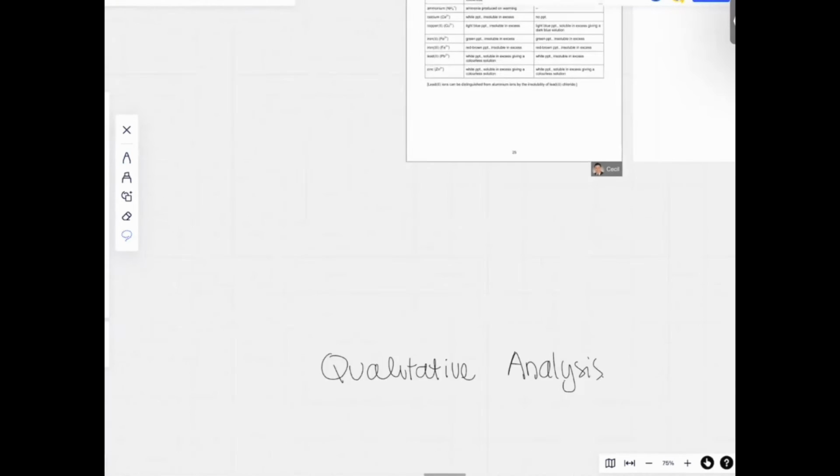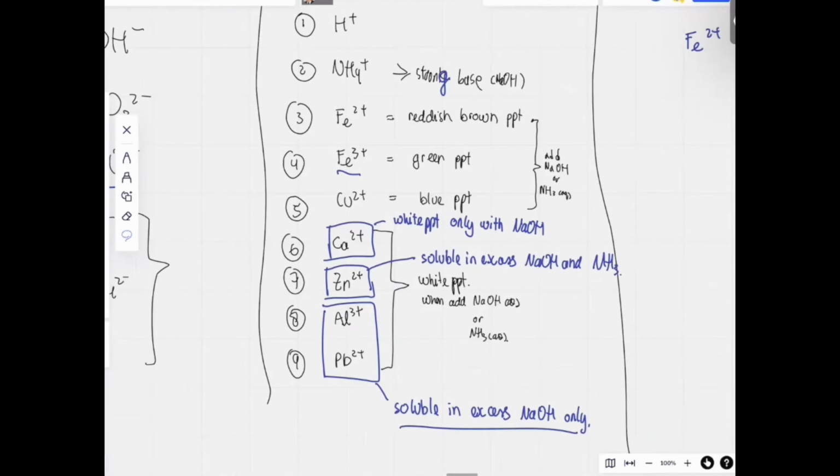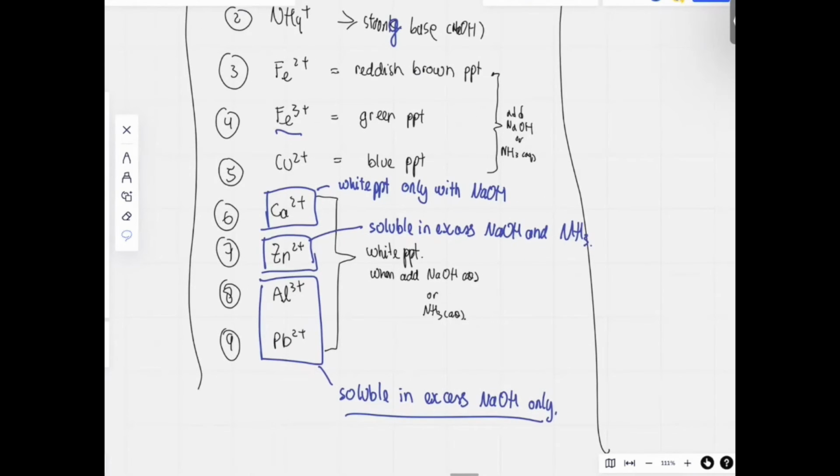Now, this part, 6 to 9, is more difficult because when you add sodium hydroxide, all of them give white precipitate. So you cannot tell them apart. But actually you can tell them apart.